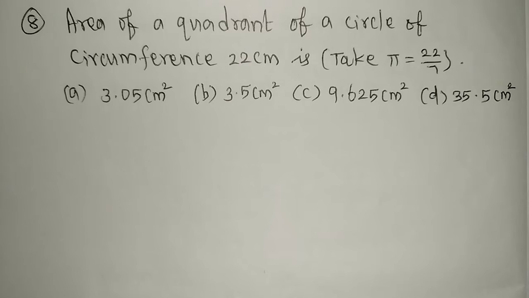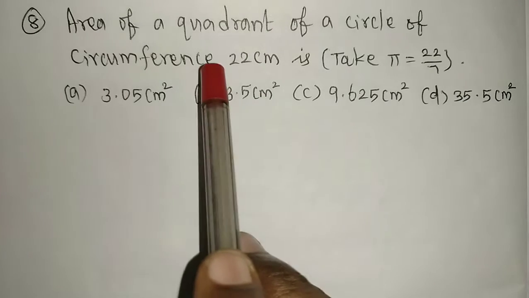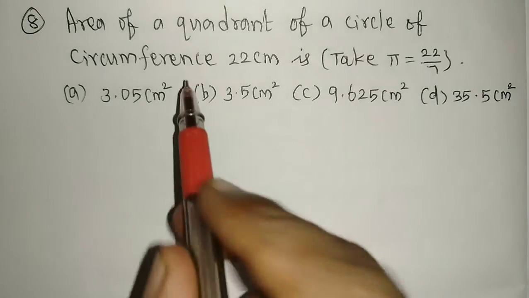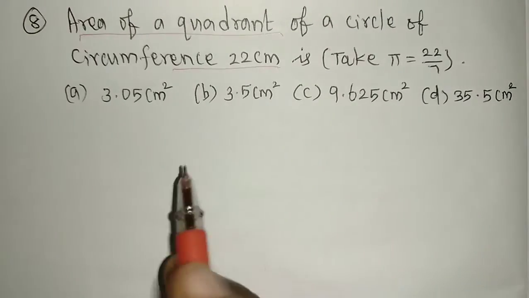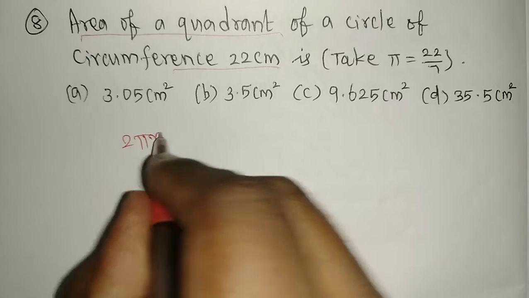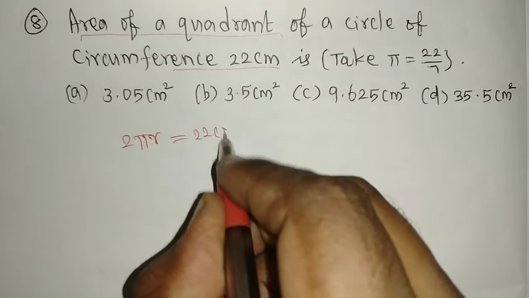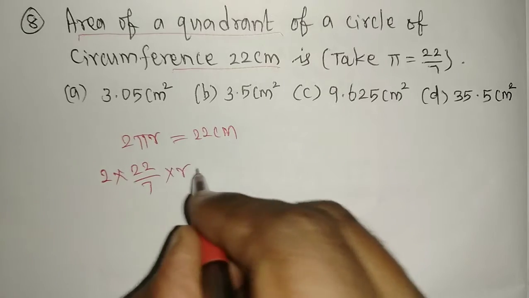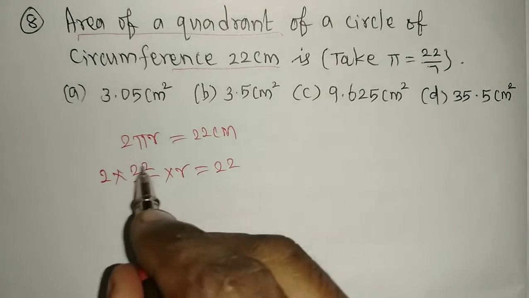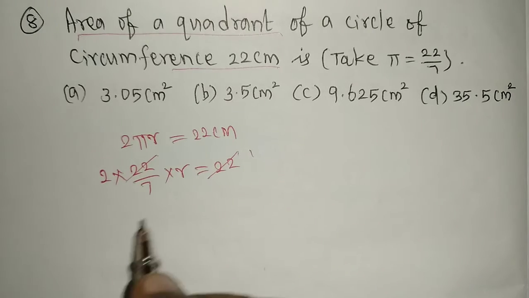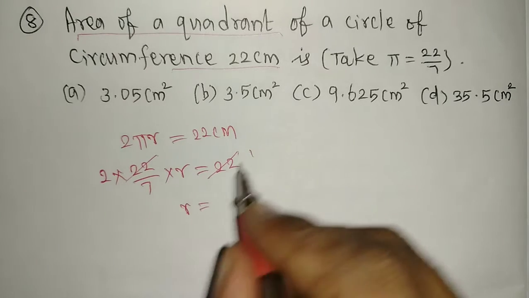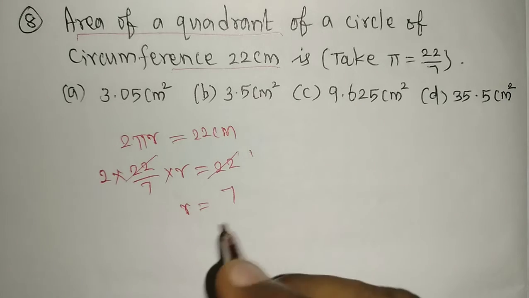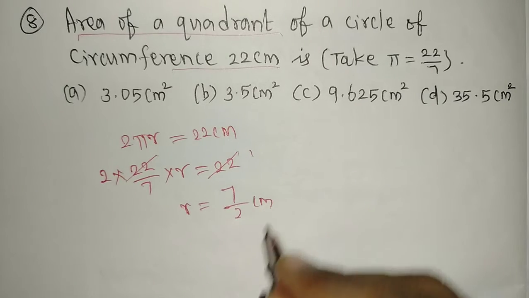Okay. Question number 8. The area of a quadrant of a circle whose circumference is 22. So the circumference is given. They asked to find the area of the quadrant. Circumference, in the sense we know, is 2 pi r, which is equal to 22 centimeter. From this, pi value 22 by 7, r is equal to 22 centimeter. Here this 22 will be cancelled. Then remaining we have r equal to, the 7 goes to the opposite side, it will multiply with 1. So 7. The 2 goes to the opposite side, it will divide. So 7 by 2 is the radius.